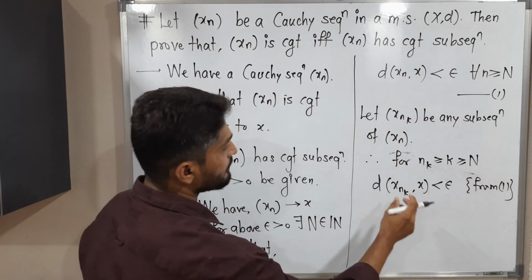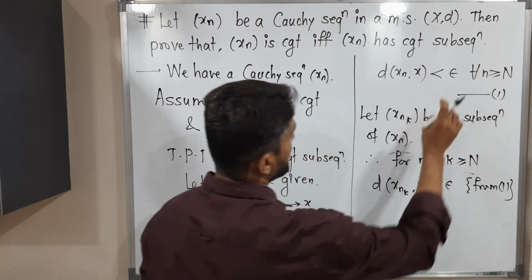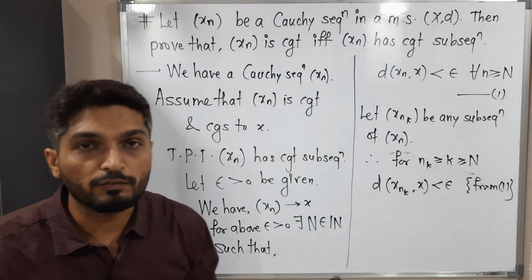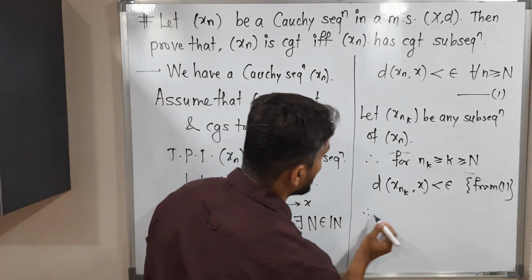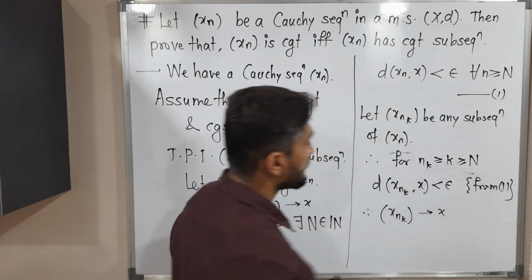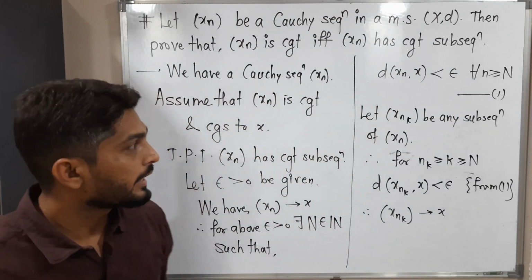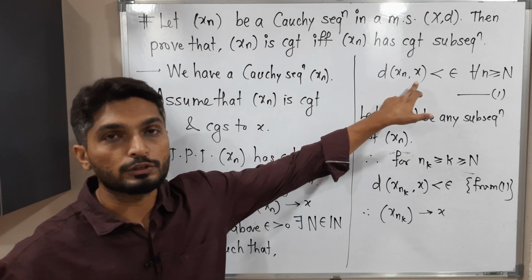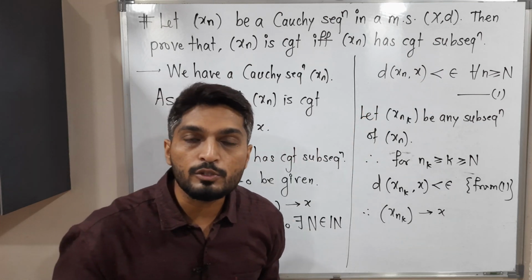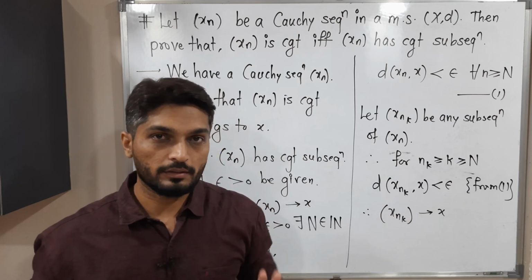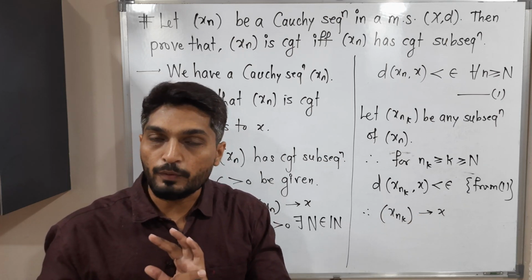Okay, if any suffix is greater than capital N, definitely this one will be true. So from 1 I got this one, and this is the definition of convergent sequence. Therefore, I can write x_{n_k} converges to x. So, in this way we proved that if the original sequence x_n is convergent and converges to x, its subsequence is also convergent and will converge to the same point. So, half part of this theorem we have proved.